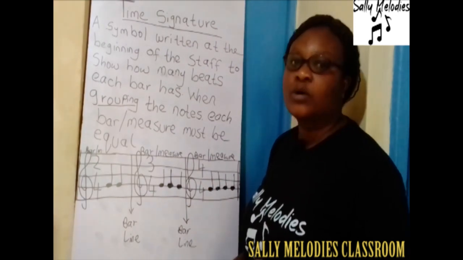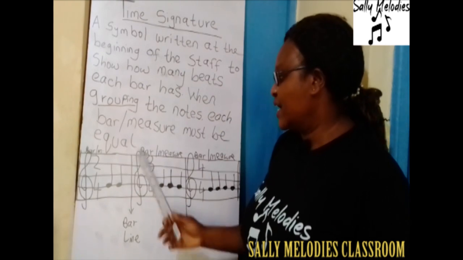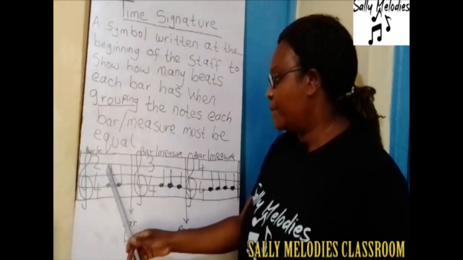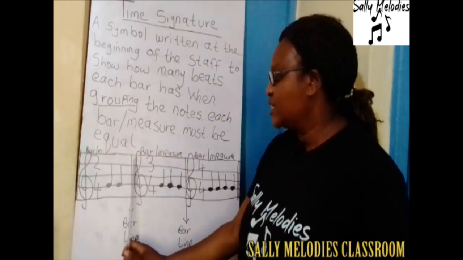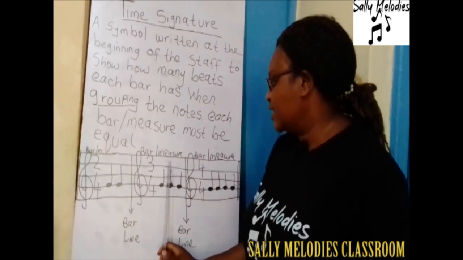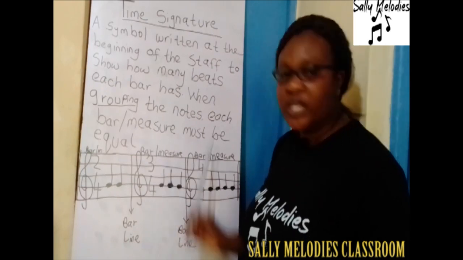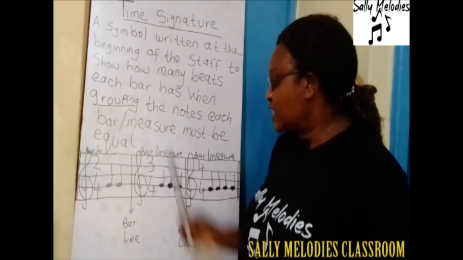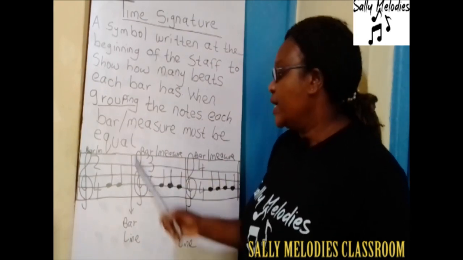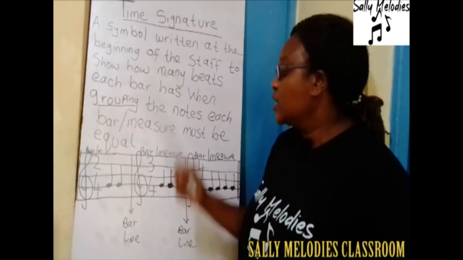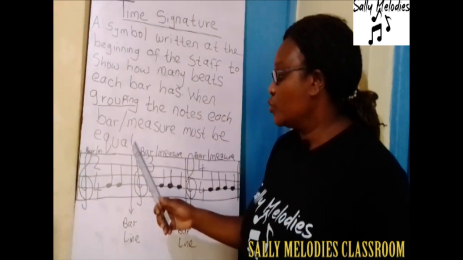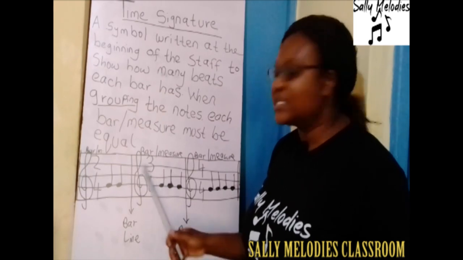And what is a bar or a measure? This is a measure or a bar. It is just a unit. This is a unit. This is another unit. This is another unit. Units by which the staff is divided. And what do we use to divide or to create those measures and bars in a staff?